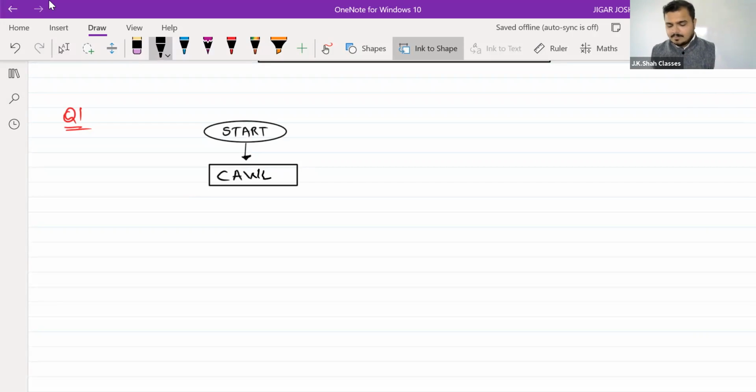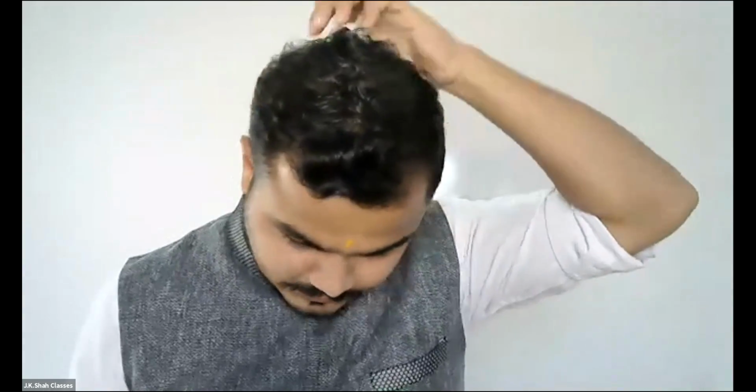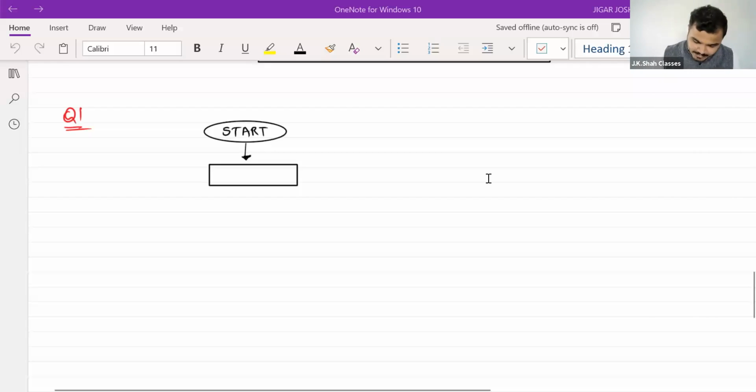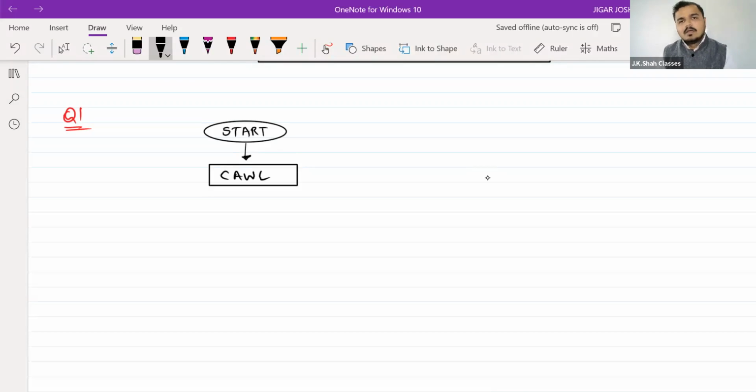Don't write it down right now, people. Let me finish the entire flowchart first. Then I'll continue and ask you to draw, and at that time I will mention each and everything. Till that time, please wait. Okay? Now, once this is done, just a minute. Yes, people, so here we have to write it down very clearly: CAWL, clear all working location.